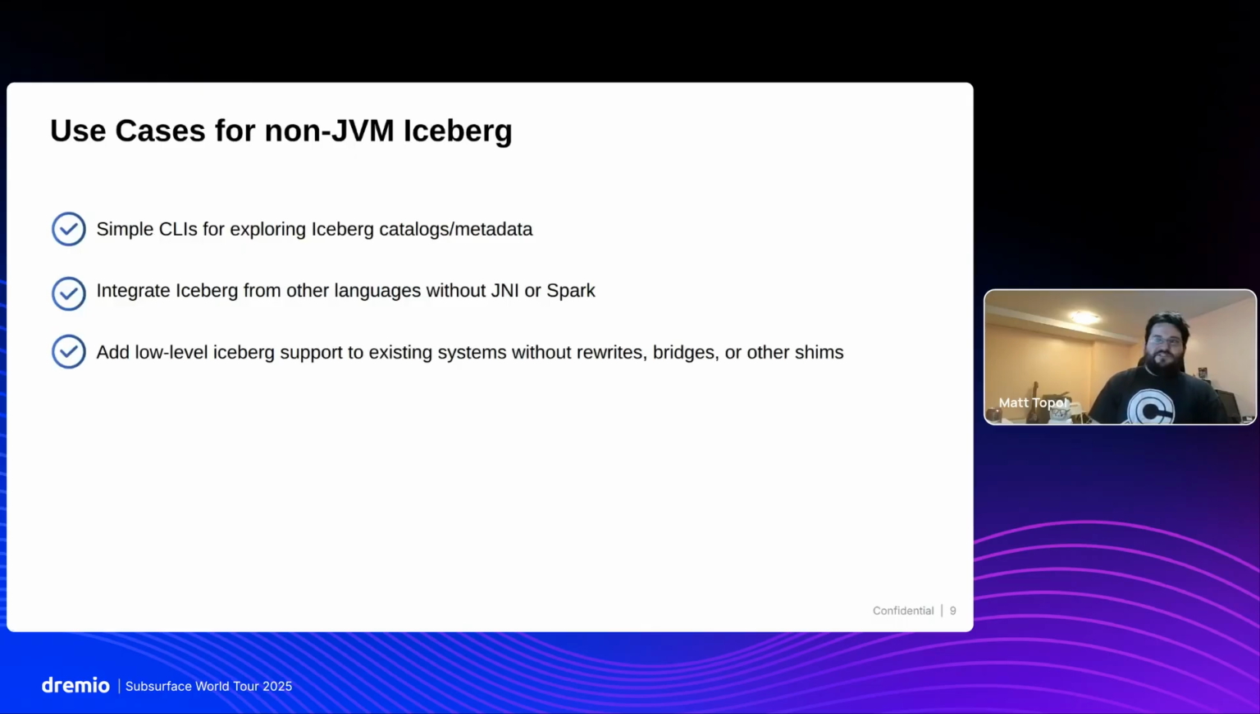Same goes if you have an existing system written in Go, written in Rust, written in C++, and you want to add support for low-level Iceberg primitives, but you don't want to rewrite the whole application. You don't want to have a bridge between things. You don't want to shim everything together. Again, while lots and lots of things use Java, not everything runs on JVMs, and you don't want to have to shove things in there if your system isn't already using it.